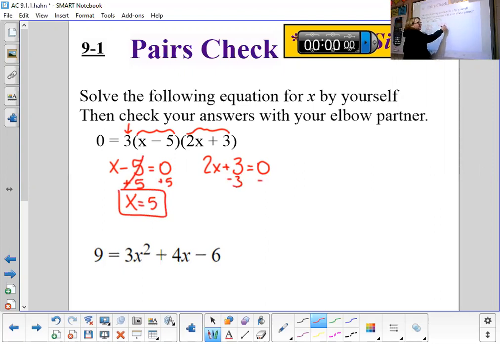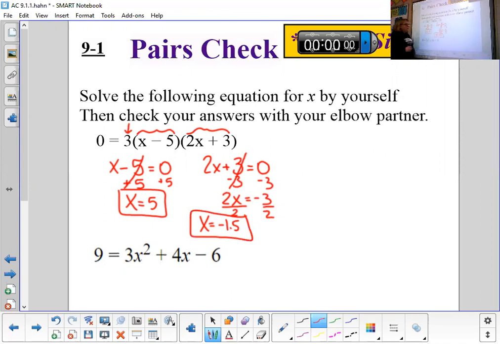I'm going to subtract 3 from both sides to get rid of that plus 3. That gives me 2x equals negative 3. Divide both sides by 2, and I get x equals negative 1.5. Those are your 2 answers. These are the 2 numbers that make this equation equal 0.